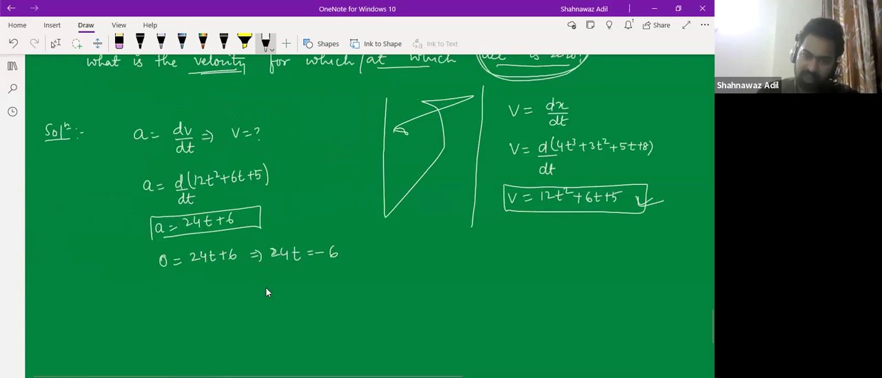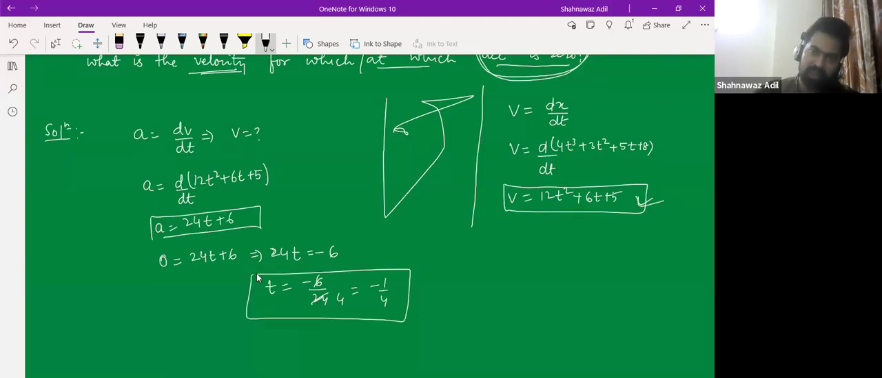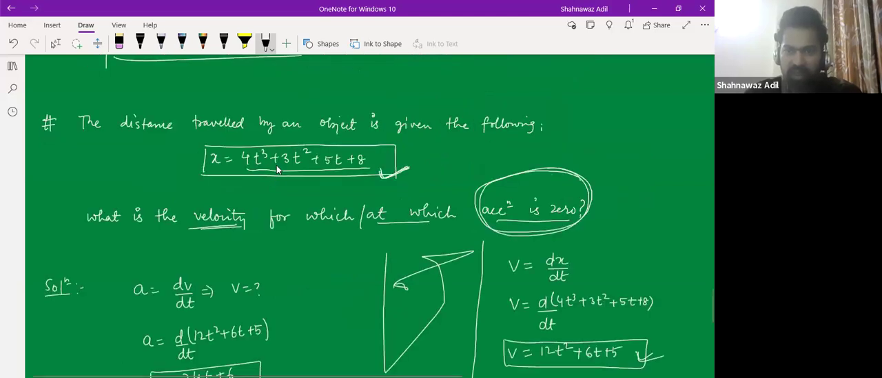And for this thing, what is time? So this is minus 6 by 24, which is 1 by 4. So minus 1 by 4 we are getting. You will get a proper question, right? This form would be a correct one, right?